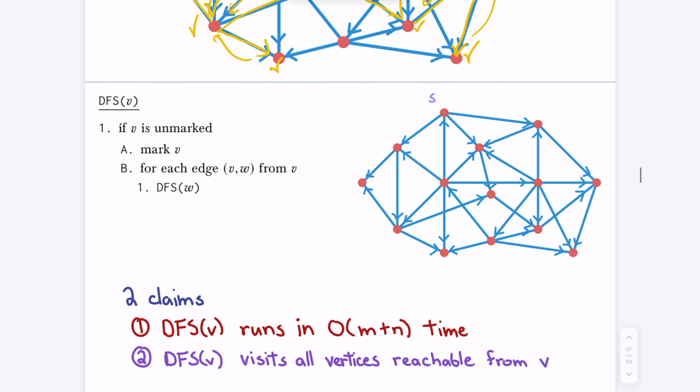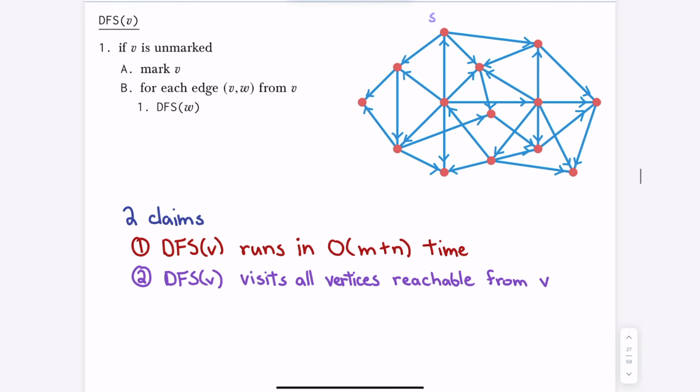Okay, good. So let's prove this works. I want to make two claims. One is that it's going to run in linear time. And the second is it's really going to visit all the vertices reachable from V. You might be afraid that marking is somehow going to cut off some options in the future.